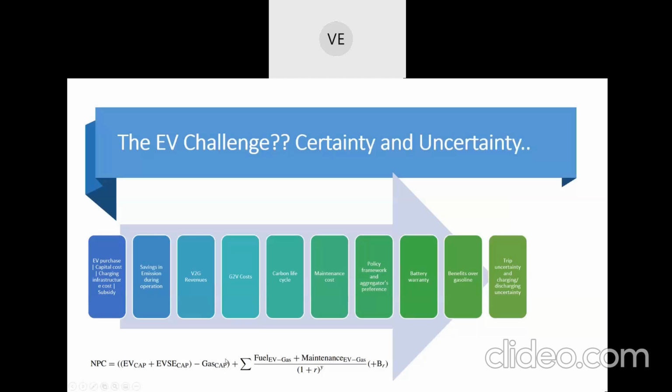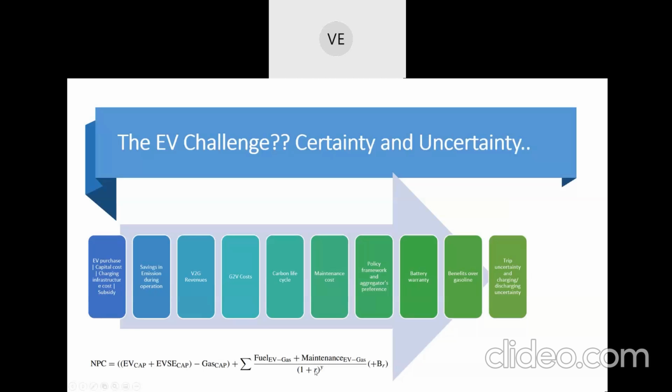If the net value of this first term is negative, then what does that mean? The gasoline based cost is more, right? Otherwise it will be positive only, right? Now in the second term, fuel of EV minus gas, which you have already considered, then maintenance of EV minus gas, this is the battery replacement cost, and this is the discount rate.